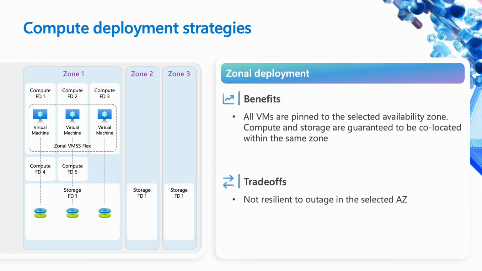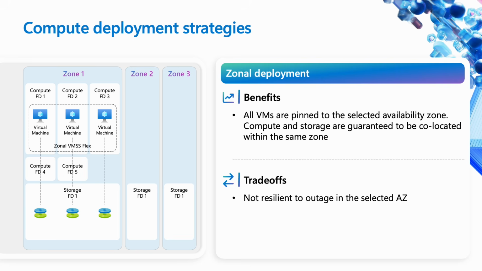Strategy 2 is a zonal deployment. This is where you explicitly pin your virtual machine or virtual machine scale sets to a specific zone, say Zone 1. The benefit of zonal deployments is that your compute and storage components are guaranteed to live within the same zone. This eliminates cross-zone dependency risk found in regional deployments.